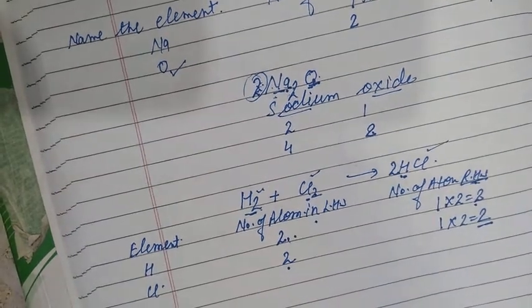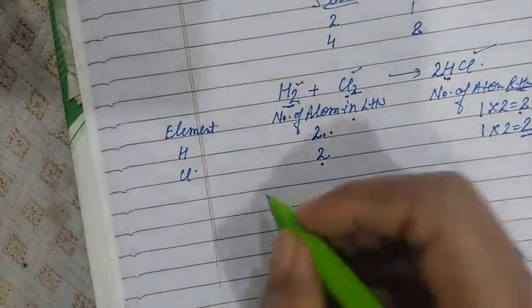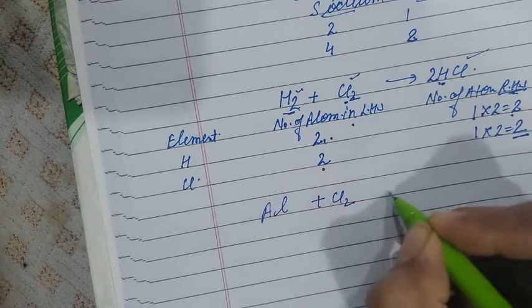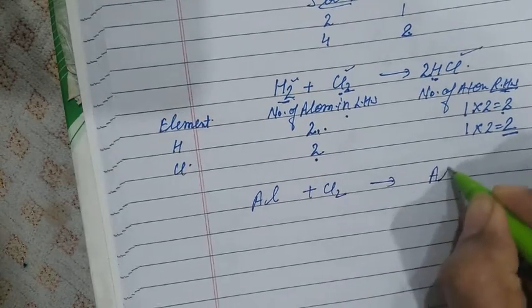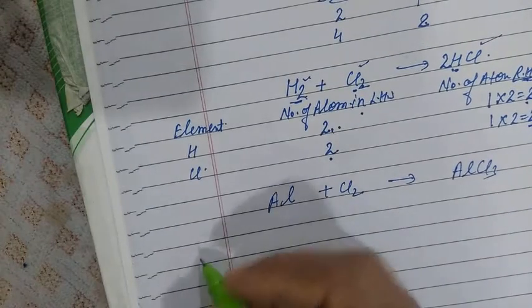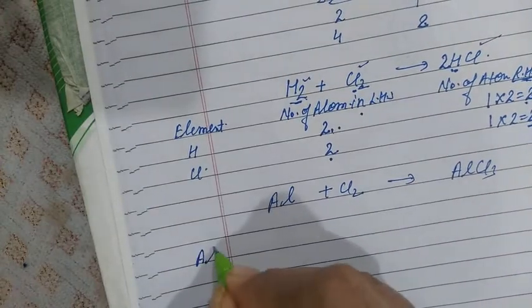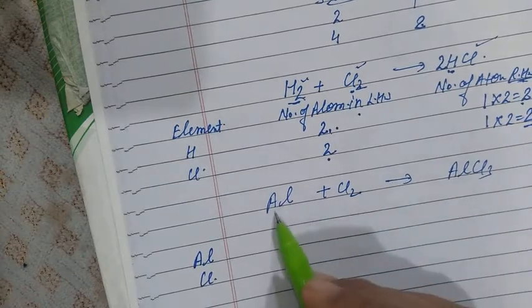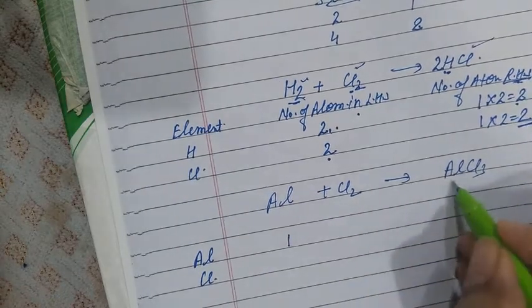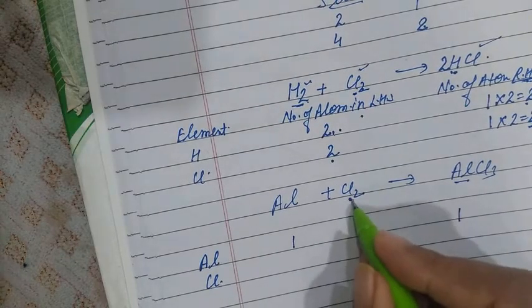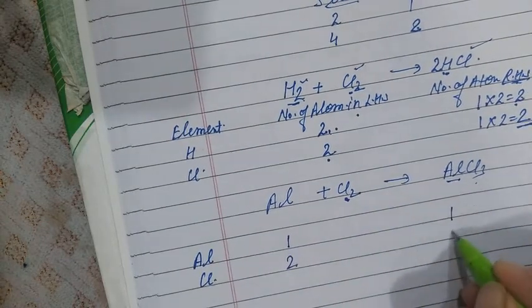Let's take another example of 2Al plus Cl2 gives AlCl3. Now what will we do? First you will write the element names Al and Cl. Now the number of atoms in LHS side, aluminium 1, and here is also 1. Chlorine here is 2, here is 3. So what will we do?